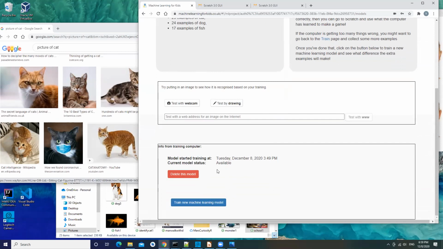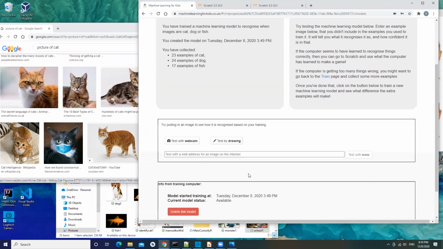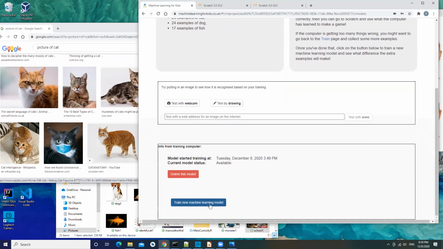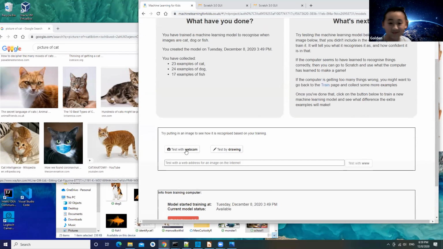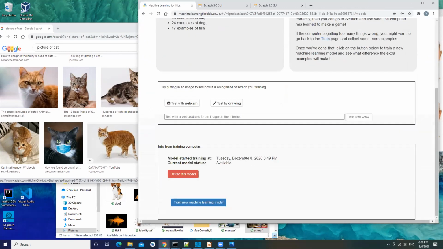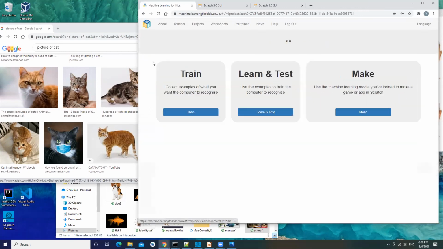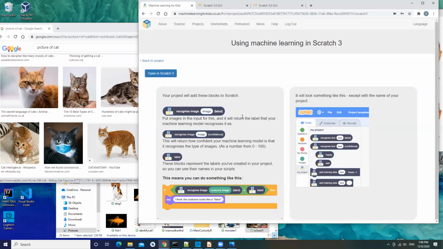Why don't they show me the train button? Okay, so this is the model they already did. I remember they have one place where you can train. You can use this web camera to test, or you can draw to test. But we don't have time to do it today. We go back to the project.